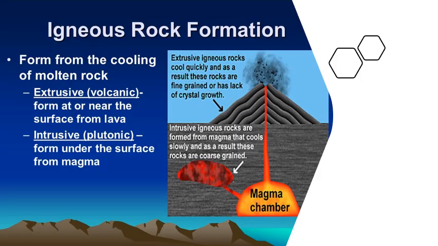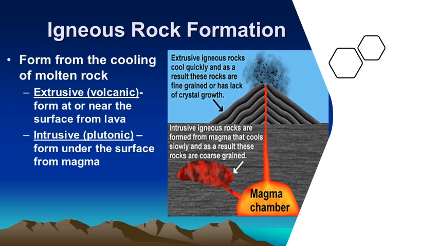Okay. Now in this diagram, you can see the formation of extrusive igneous rocks and the intrusive igneous rocks. The extrusive igneous rocks are formed by cooling and solidification of lava on the surface of the earth. Whereas the intrusive igneous rocks are formed when the magma, that is the molten material, is unable to reach the surface of the earth and cools slightly below the surface.